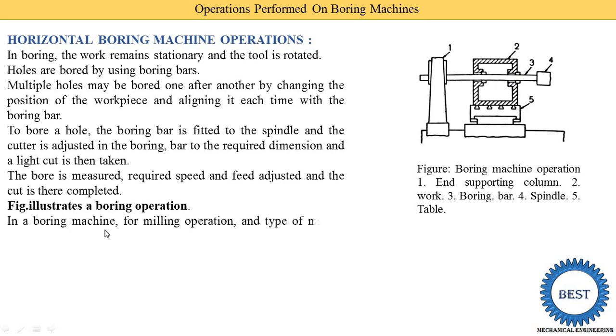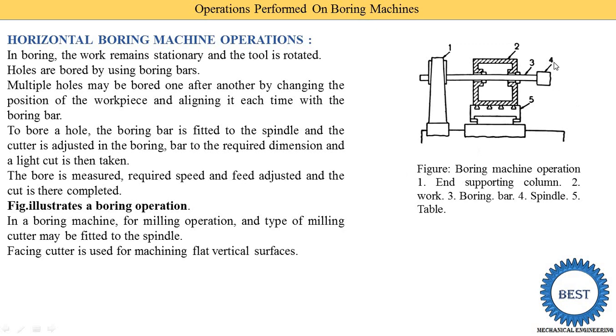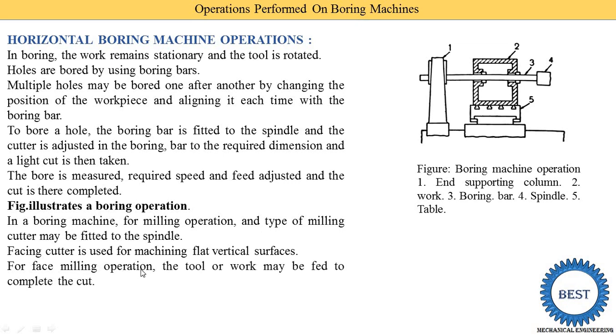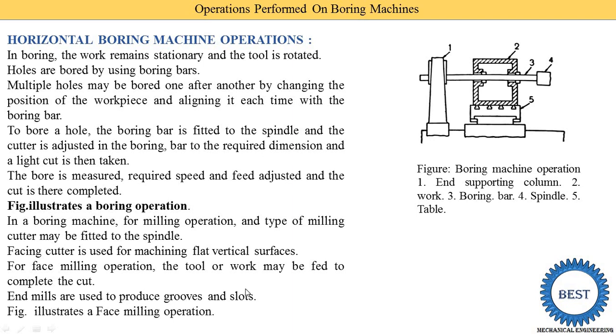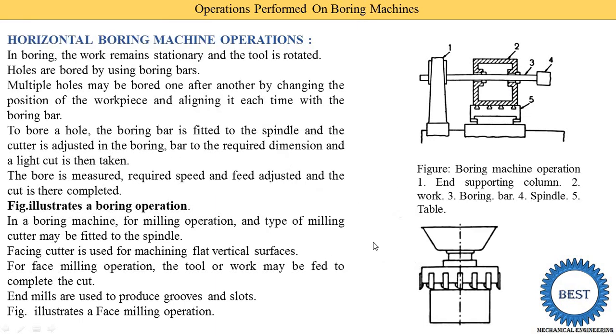In boring machines, for a milling operation, any type of milling cutter may be fitted to the spindle, and we are able to perform different operations. For a face milling operation, the tool or work may be fed to complete the cut, which means the tool is there and the work is fed towards the rotating tool. End mills are used to produce grooves and slots. The end mills as well as the face mills can be used in this setup. This figure is shown here.